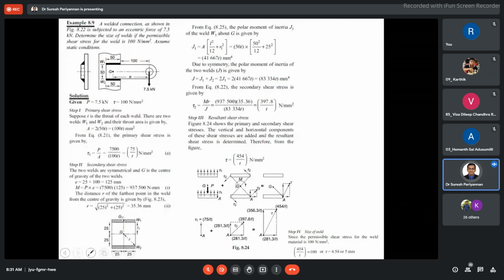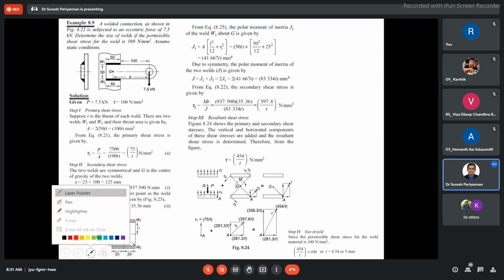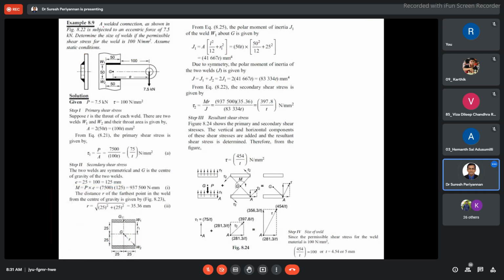Now we move to the problem. The first problem: a welded connection as shown in figure 8.2 is subjected to an eccentric force of 7.5 kilonewton. Determine the size of the weld if the permissible shear stress for the weld is 100 Newton per mm squared. The permissible shear stress has been given as 100 Newton per mm squared. The weld is in static condition.